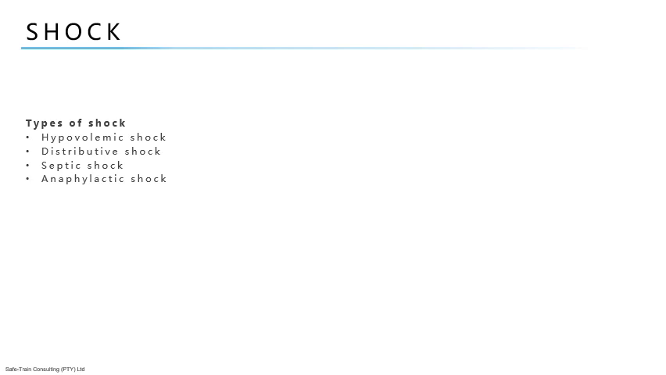Distributive shock. As in hypovolemic shock, there is an insufficient intravascular volume of blood. This form of relative hypovolemia is the result of dilation of blood vessels, which diminishes systemic vascular resistance. Examples of this form of shock are septic and anaphylactic shock. Septic shock is caused by an overwhelming infection.